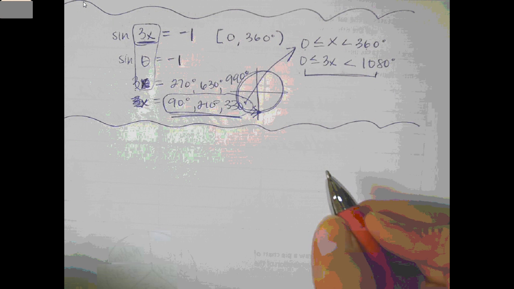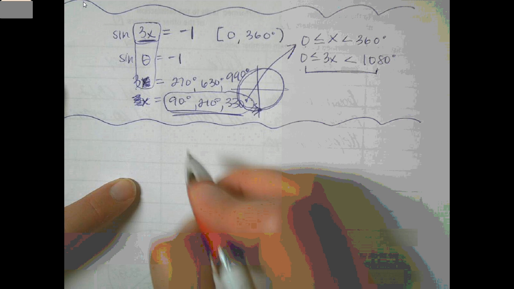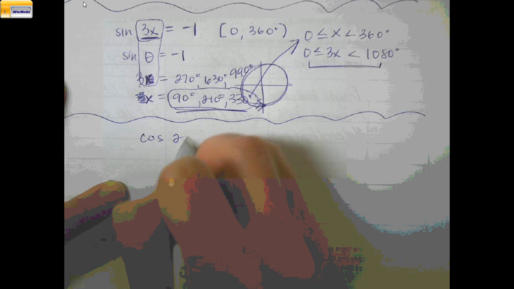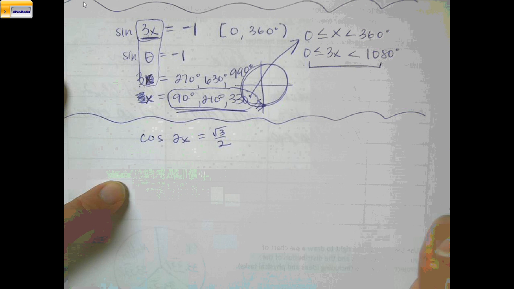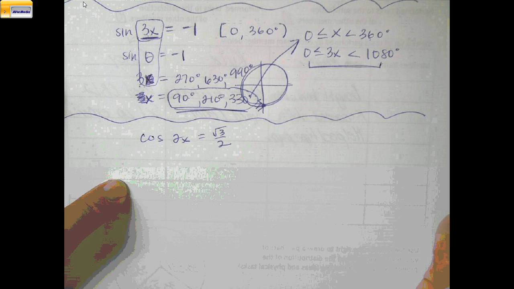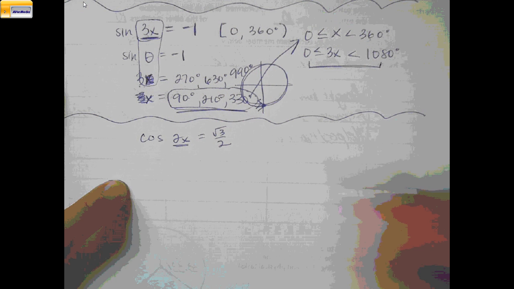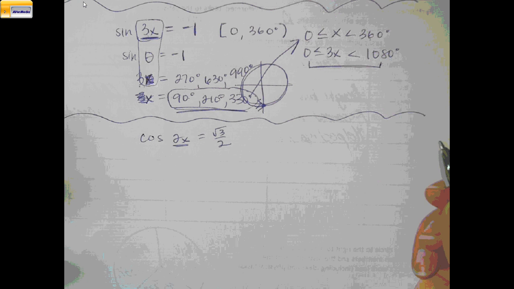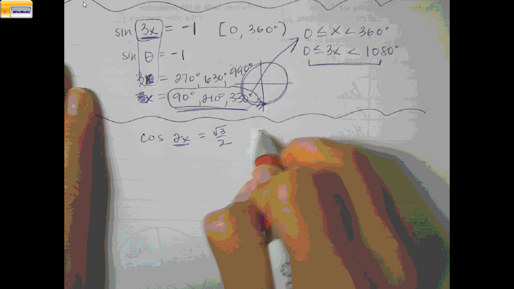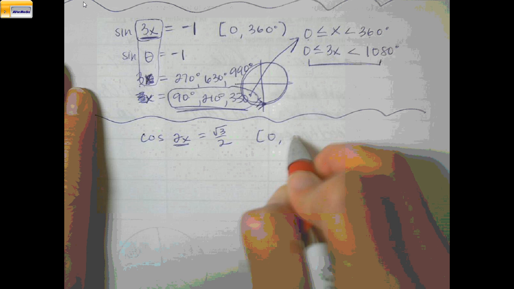Let's go to the next one down, and I think it'll make a little bit more sense. I've got cosine of 2x equals radical 3 over 2. So again, I've got this double angle thing, and you could probably use identities to get there, but there may be a faster way. They want you to solve it for the interval again from 0 to 360 degrees.